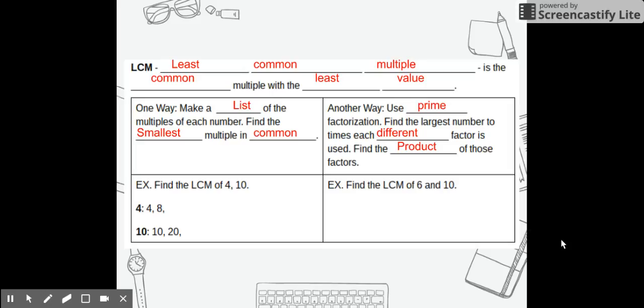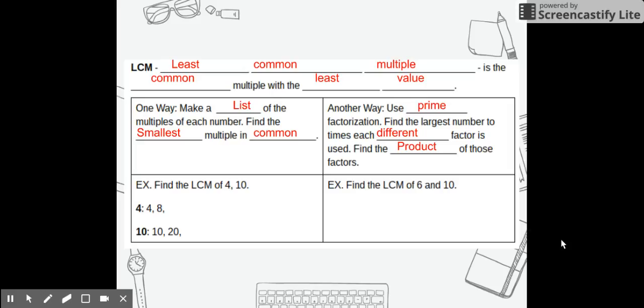So when you see it, it's just going to be LCM, and that stands for least common multiple, which is the common multiple with the least value. They kind of use the words in the definition, so it doesn't make much sense yet. But there's two ways you can find it. One is making a list, and the other is with a factor tree, which should sound familiar because the same way that we found greatest common factor, you could either make a list or make a factor tree.